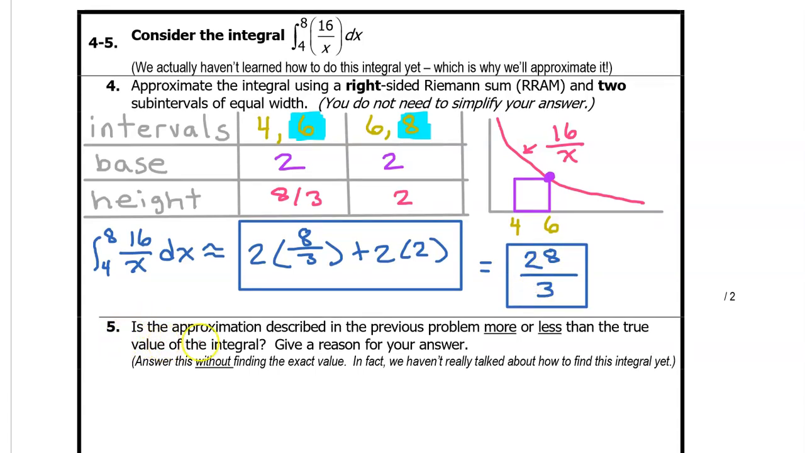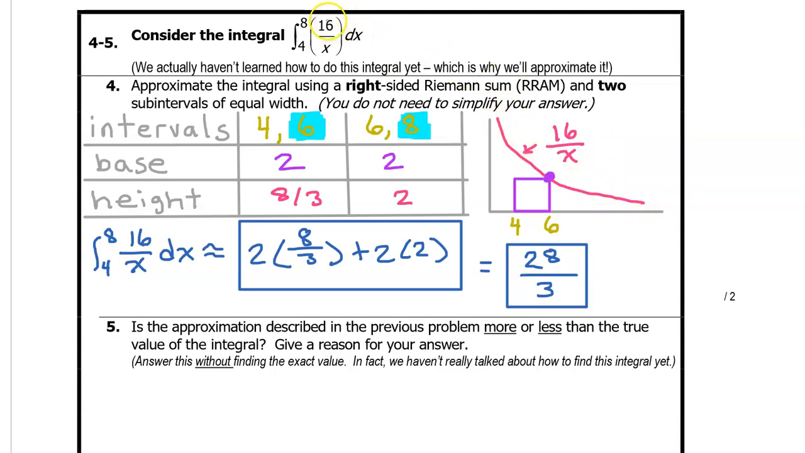Number 5. Is the approximation described in the previous problem more or less than the true value of the integral? Give a reason for your answer. This question can be answered easily by looking at my sketch. However, first you have to understand why I drew the sketch this way in the first place.